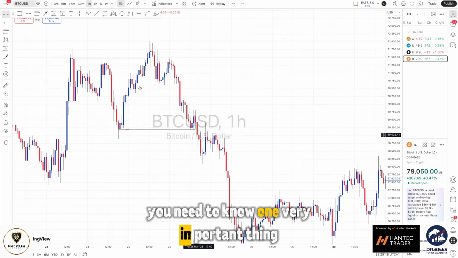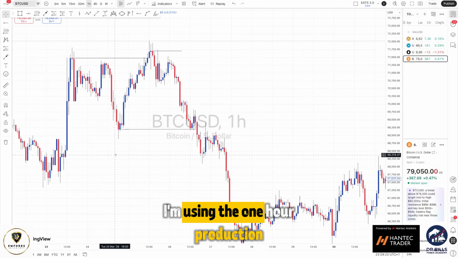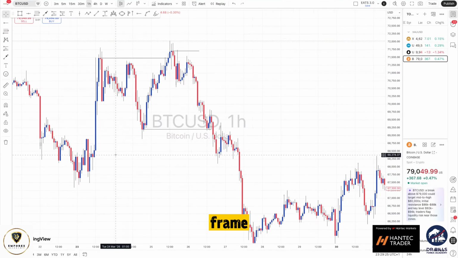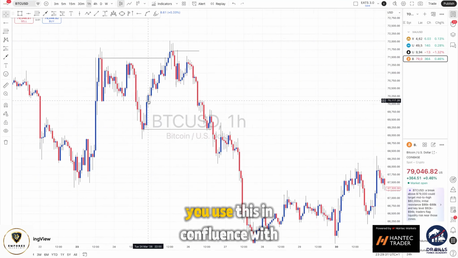Now, mind you, very, very important. You need to know one very important thing. You don't just pick random levels. Okay, I'm using the 1 hour price action. If you notice, I'm more on the daily time frame. You don't just pick random levels and then expect those levels to hold.